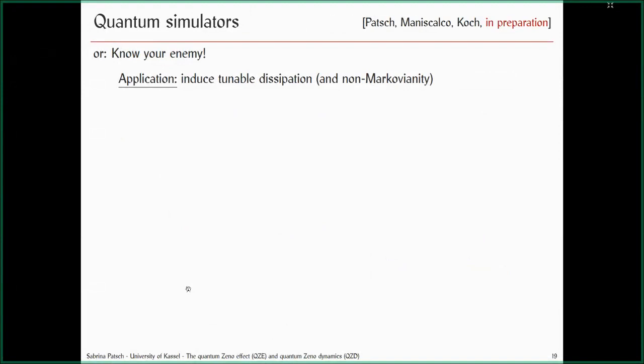And there the goal is really to use the Zeno effect to induce tailored, or tunable, dissipation and also non-Markovianity in our case. So for those of you who are not that familiar with non-Markovianity, it's just memory effects between a system and a bath. So we have an open system which interacts with an environment, and if we have some information flow to the bath and coming back, then we call that non-Markovianity.